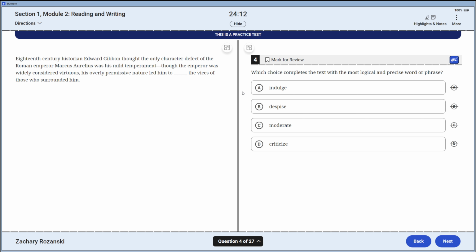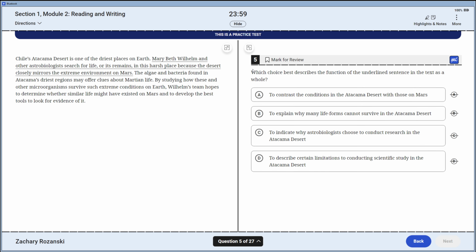Then I can look to this one. I don't see anything over there. This dash is going to exemplify this. He has a mild temperament. He was virtuous, so we're going to look to something to balance that out. He was overly permissive, so the vices of those around him were indulged.